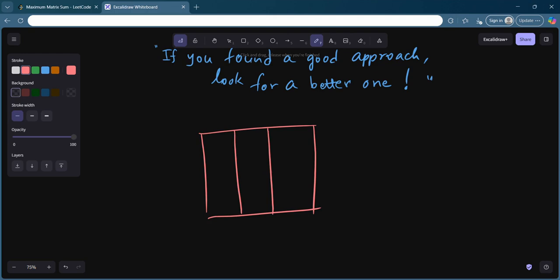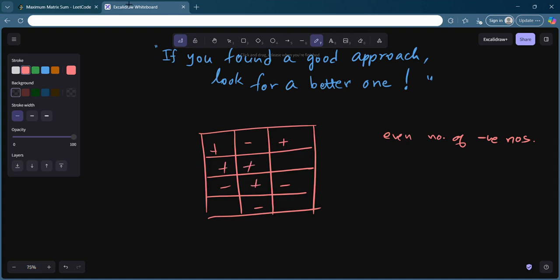First of all, let's consider that you have an even number of negative signs. Okay, even number of negative numbers. I hope you do understand what will happen in such a case. So let's say some negative number was there. This is a positive number, and negative number, negative, negative. Okay, and the remaining numbers are all positive.